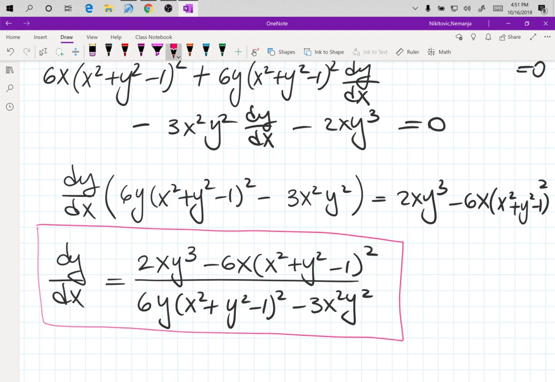Higher order derivatives. Find the second derivative for x squared plus y squared equals, let's say, 16. So a circle of radius 4.